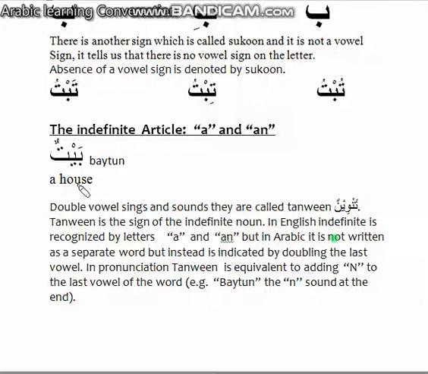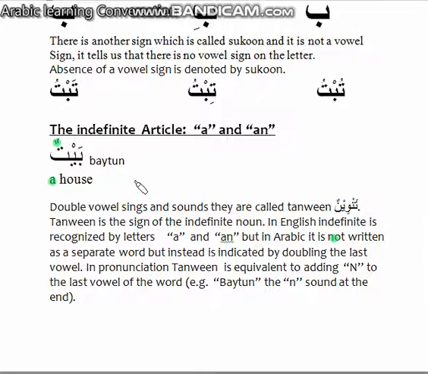Baytun means a house. We don't have a separate written a in Arabic, but this a is indicated by this double vowel sign. This double vowel sign is called tanween. Whenever you see this double vowel sign in the noun in Arabic, you should know that that noun is indefinite. Baytun means a house.